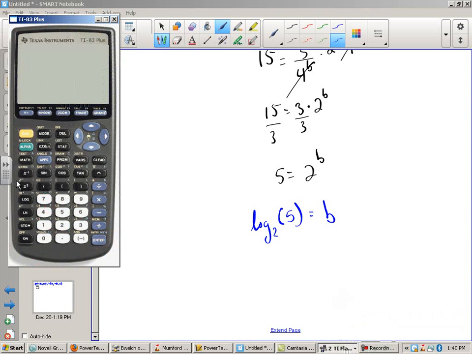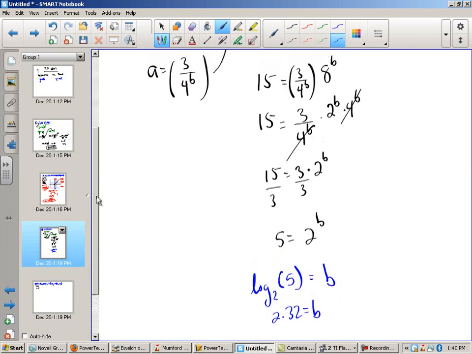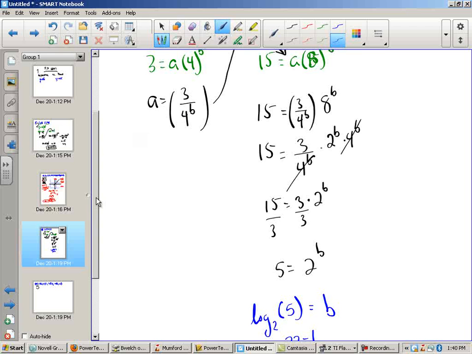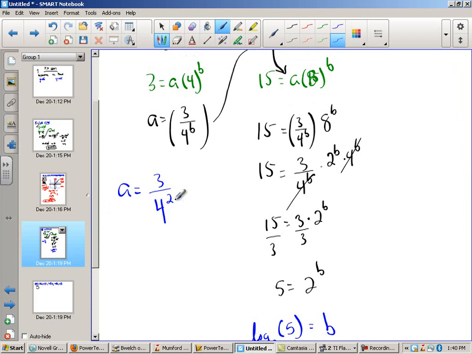So I'm going to come in here. And remember, when you're doing log like this, you need to change base. So it's log of the 5 divided by log of the 2. And we get 2.32 equals b. And then I need to plug that in here to find a. So a equals 3 over 4 to the 2.32.